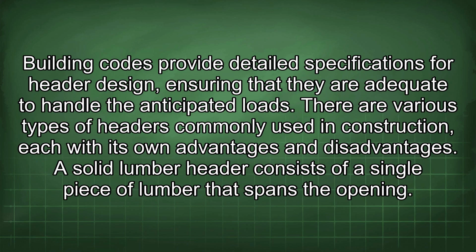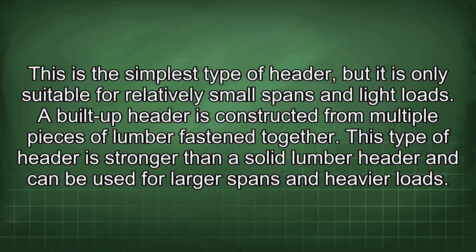Building codes provide detailed specifications for header design, ensuring that they are adequate to handle the anticipated loads. There are various types of headers commonly used in construction, each with its own advantages and disadvantages. A solid lumber header consists of a single piece of lumber that spans the opening. This is the simplest type of header, but it is only suitable for relatively small spans and light loads.